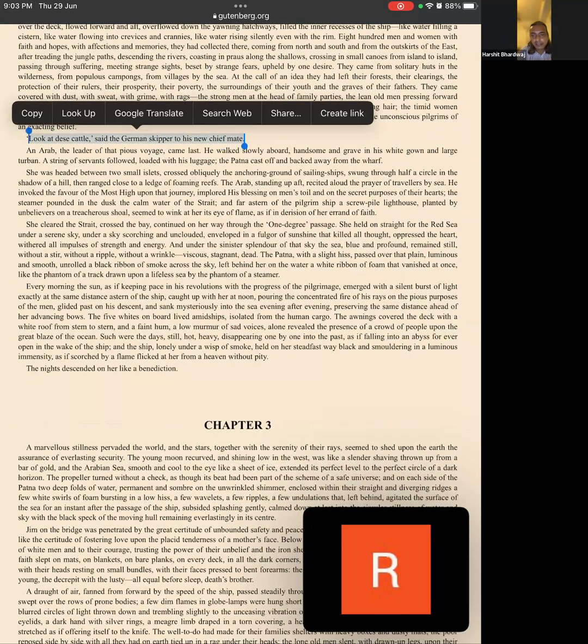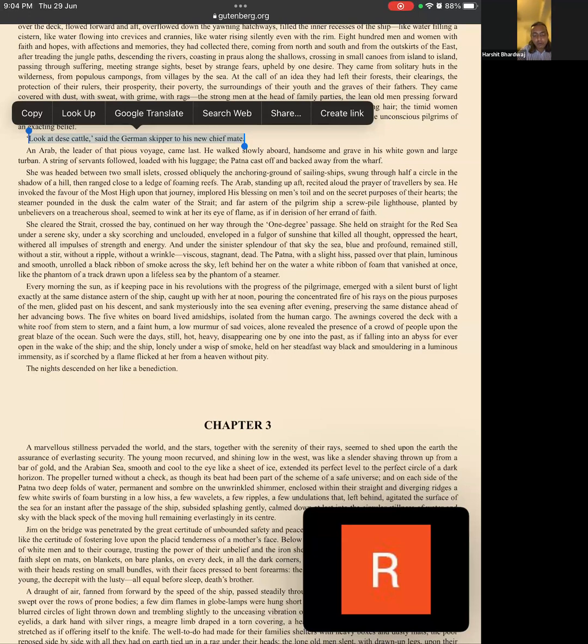Can you see this line? So who were on board? What was the profile of the passengers on this ship? Who were these people? They were the pilgrims going to Makkah. They were the Arabs.